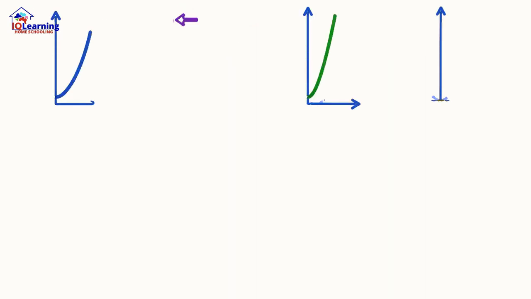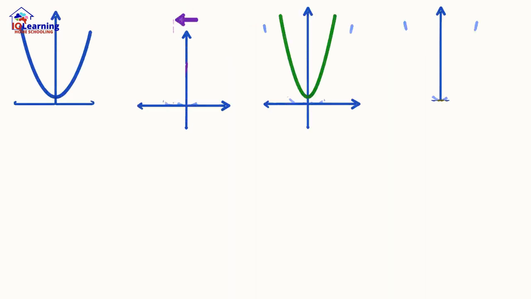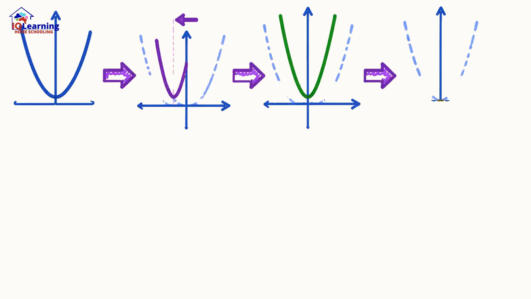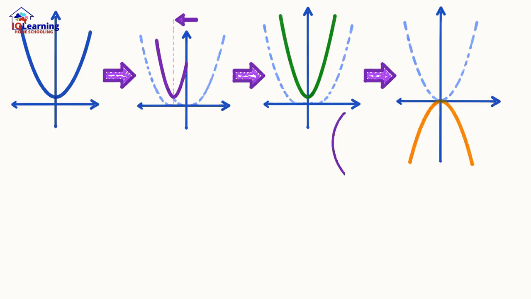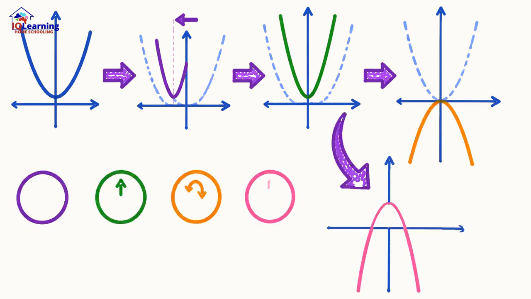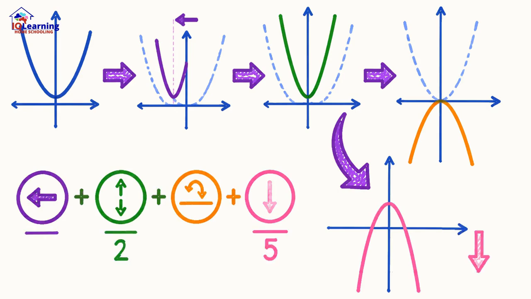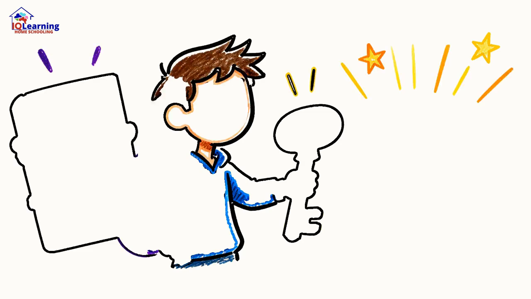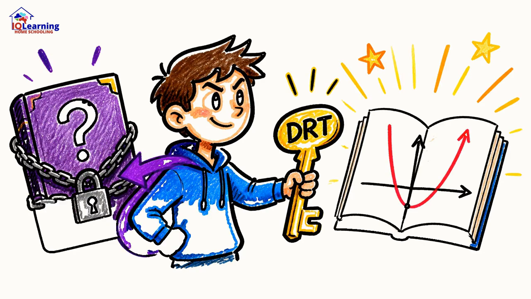So for an equation like y equals negative 2 times (x plus 3) squared minus 5, you'd start with your basic parabola, shift it left 3, stretch it vertically by 2, reflect it over the x-axis, and finally shift it down 5. Master DRT and you can decode any function story at a glance.